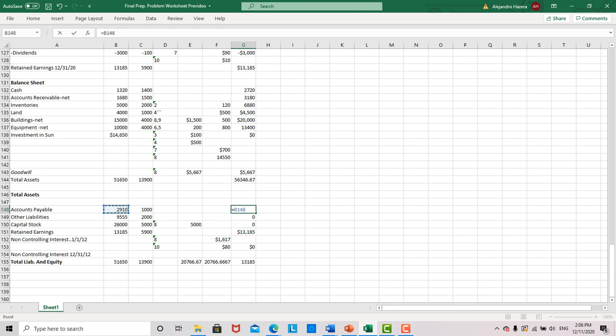This is the easiest part. Liabilities, accounts payable 3910. Other liabilities 11,555. Retained earnings is 26 plus 5 minus 5. Gives you 26,000, which is equal to the parent's retained earnings. Non-controlling interest is the beginning non-controlling interest plus the update, which is 80. And you see that the two totals are the same there. Okay, so that finishes this example.